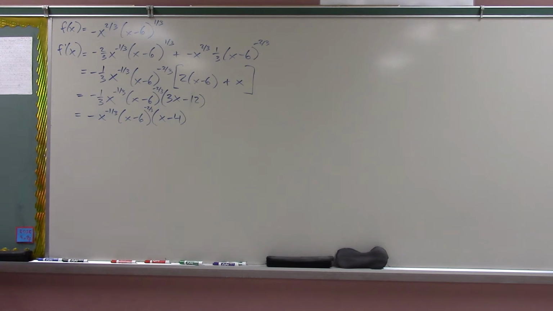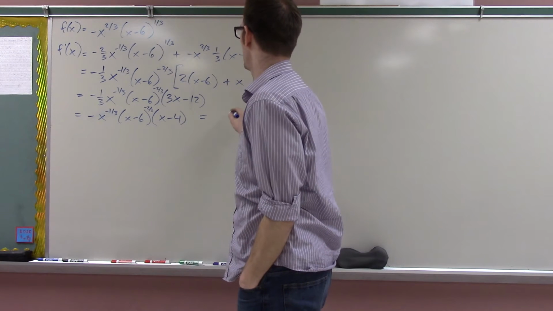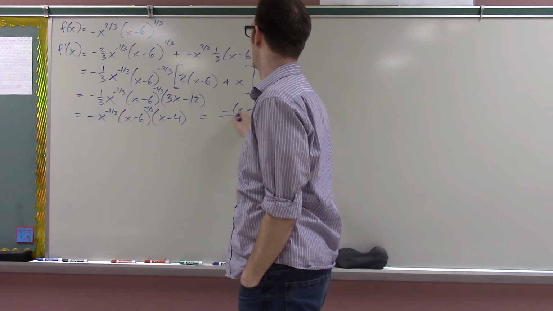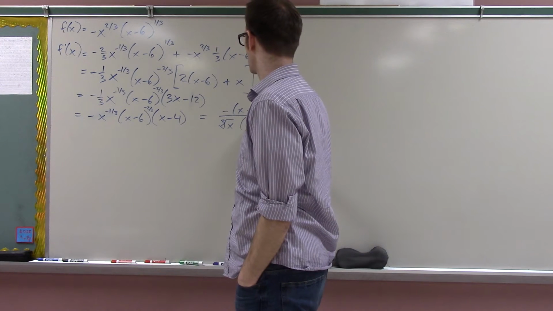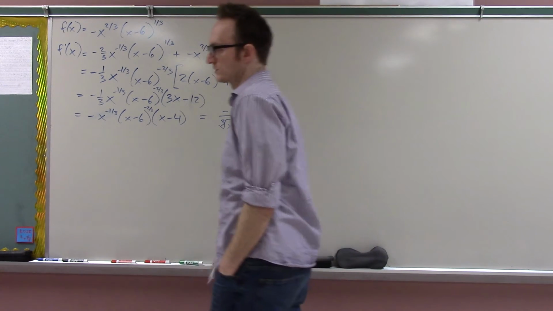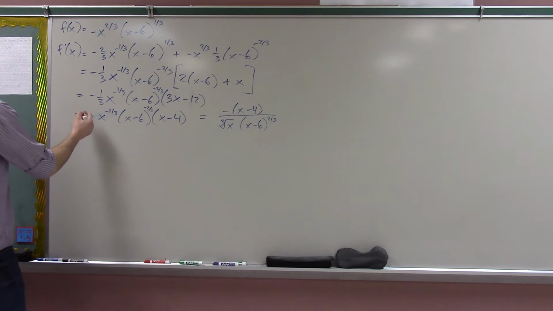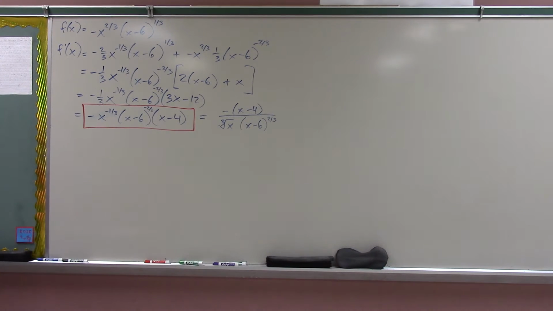So that means that if you write this out with no negative exponents, it becomes negative x minus 4 over the cube root of x times x minus 6 to the 2/3. And I think that's right. Hope that's right. Yeah. That is the first derivative. However, this is the form which I think is easiest to differentiate. So let's jump right in and take the derivative of that.